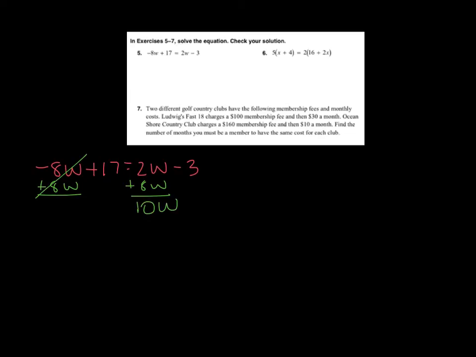Now if you move your variables to the right, that means this negative 3 has to move to the other side. And the opposite of minus 3 is plus 3. So when I do that, 17 plus 3 is 20. The opposite of multiplying by 10 would be to divide both sides by 10. And when I do that, I find out that w is equal to 2 in this case.